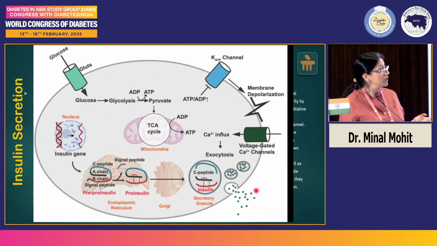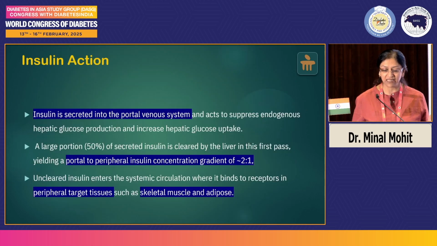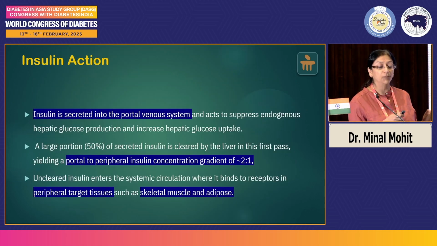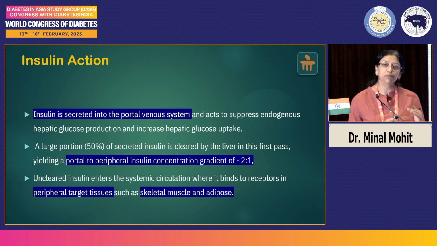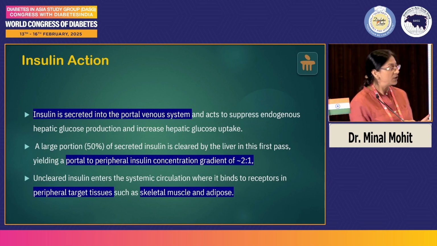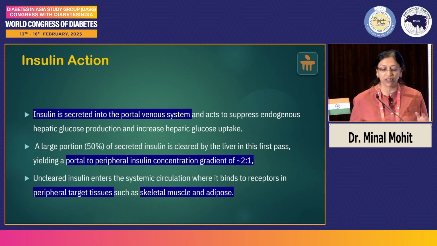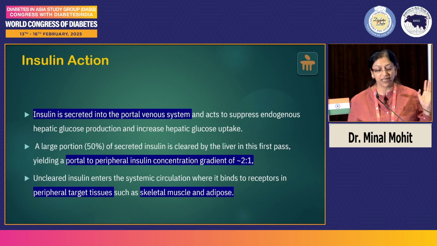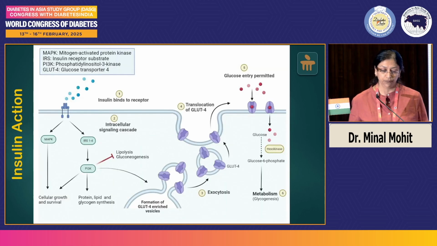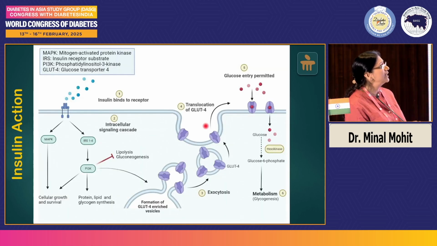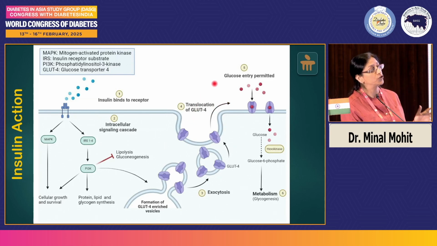Then this insulin which is released from the beta cells is entering the portal vein, and 50% of the insulin is metabolized in the liver. So, the portal system and the systemic circulation insulin ratio is 2:1, and the remaining 50% of insulin that enters the systemic circulation then acts on the insulin receptors in the peripheral tissue, that is skeletal muscle and adipose tissue. Now, at the level of skeletal muscle or adipose tissue, how does it act?